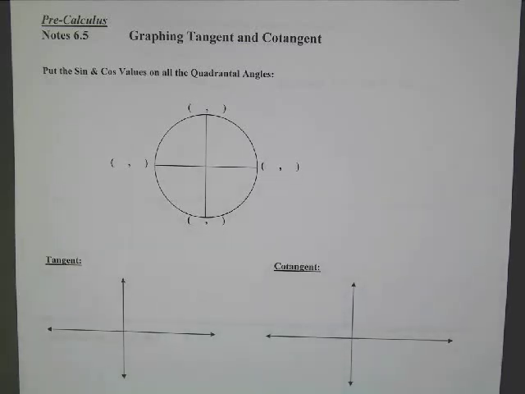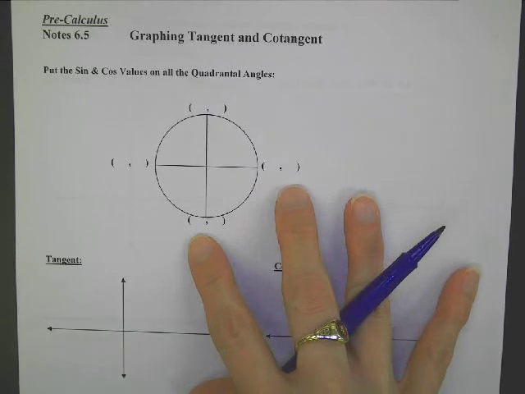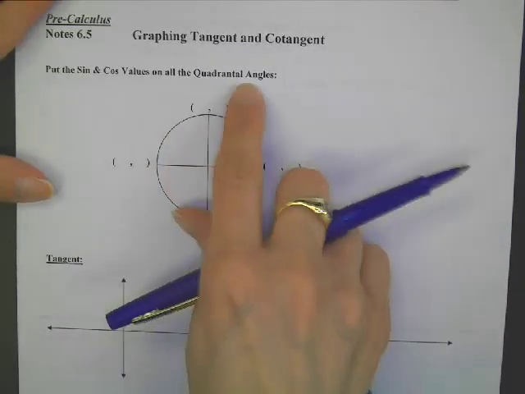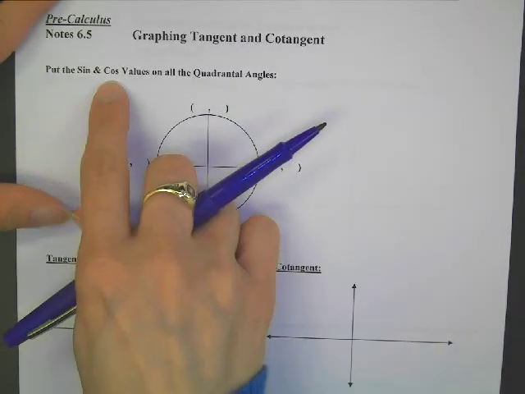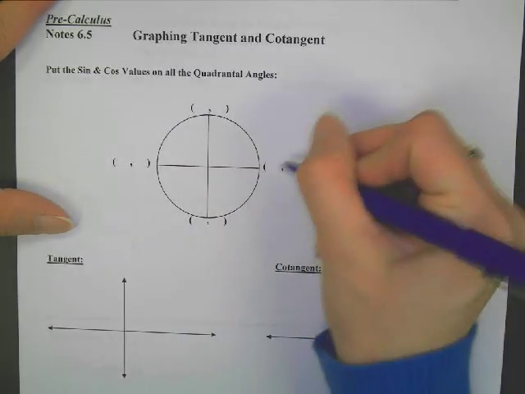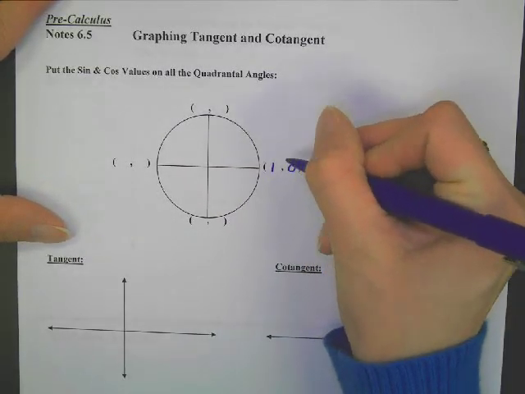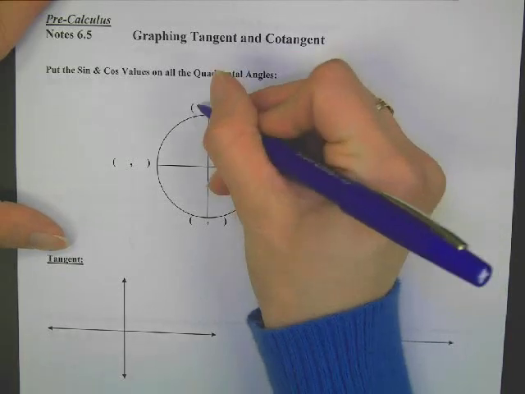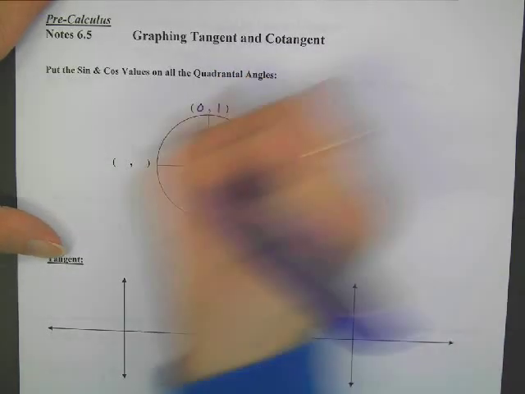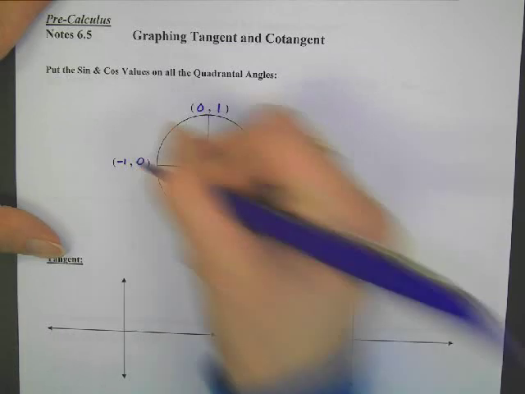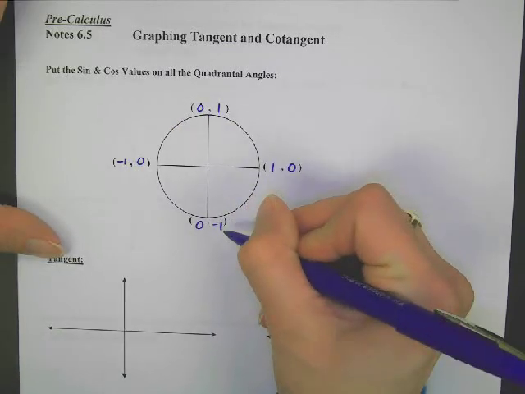This lesson is going to investigate graphing tangent and cotangent. The first thing we're going to do here is examine the unit circle. Let's do the quadrantal angles, and we'll do sine and cosine. First of all, this point here is (1, 0). At 90 degrees, it's (0, 1). At 180, it's (-1, 0). And then down here, it's (0, -1).